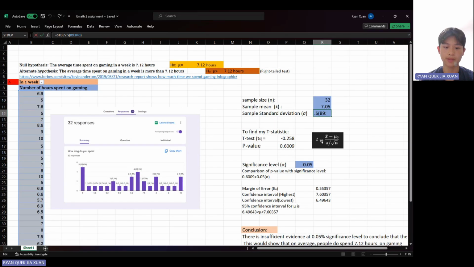Next, I found my t-statistic value by using the t-test formula as shown here. That is because my population standard deviation is unknown. Hence, I have decided to use the t-test formula. To find my t-statistic value, I have used the sample mean, which is R11, subtract the claimed number of hours spent on gaming in a week, which is K4, divided by the division of the sample standard deviation, which is R12, and the square root of my sample size, R10.